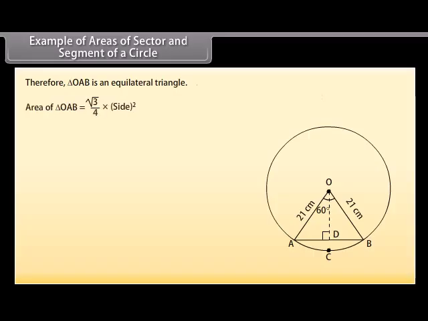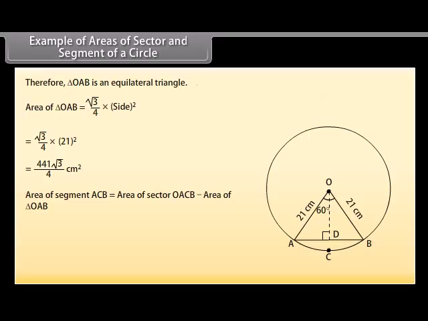Area of triangle OAB is equal to square root 3 upon 4 into side whole square. By calculating, we get the area of triangle OAB equal to 441 into square root 3 divided by 4 centimeters square. Area of segment ACB equals area of sector OACB minus area of triangle OAB, which is equal to 231 minus 441 into square root 3 divided by 4 whole centimeters square.